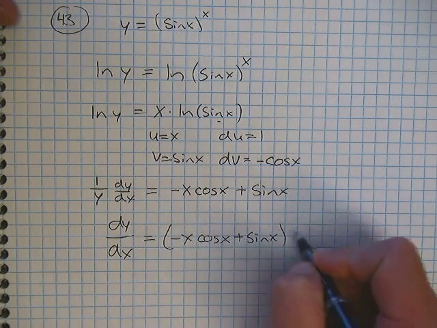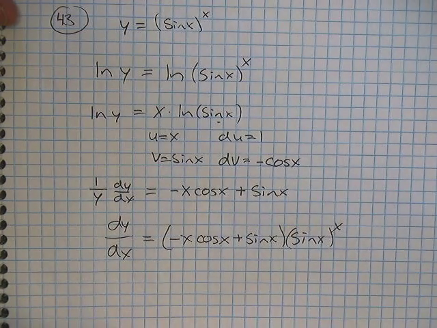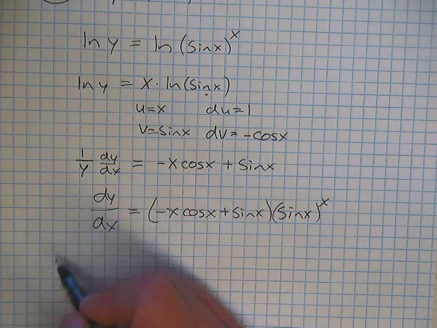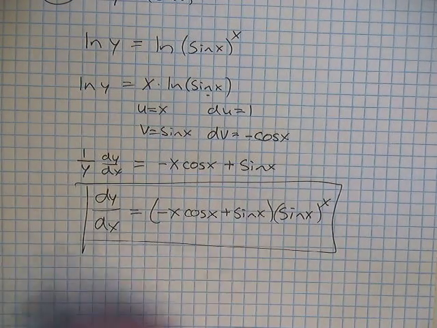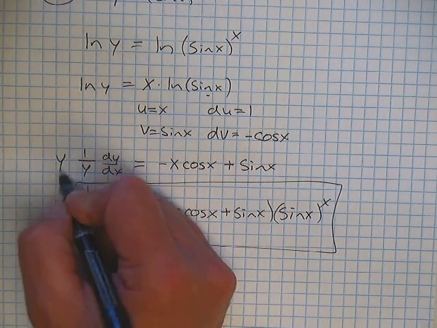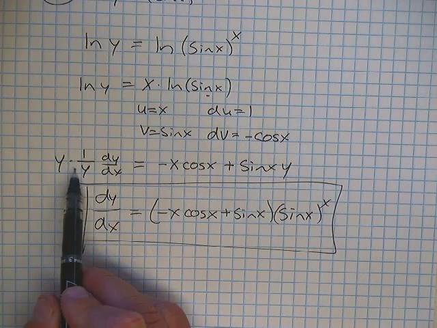Oh, I skipped a step. When I multiplied this y over to here, I multiplied both sides by y. Those two y's are going to cancel out, which then makes us have this, like that. This y right there, that y is the sine of x to the x, because that's what's given to us at the very beginning.